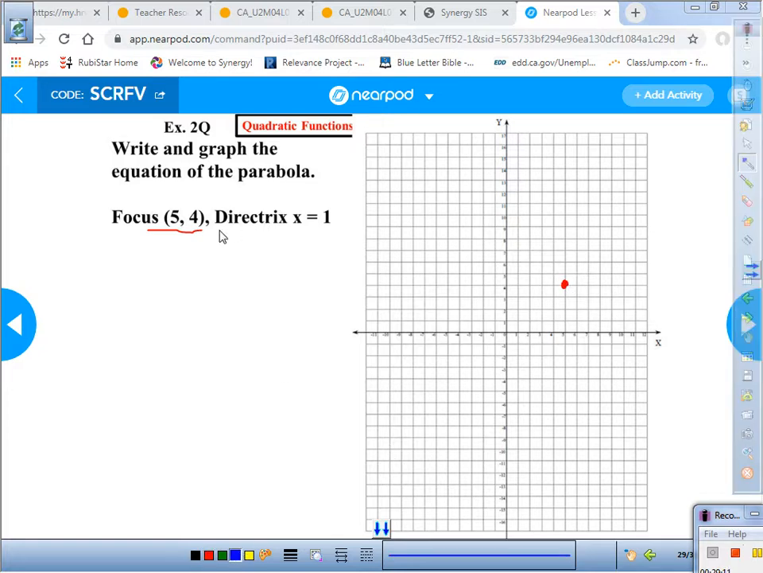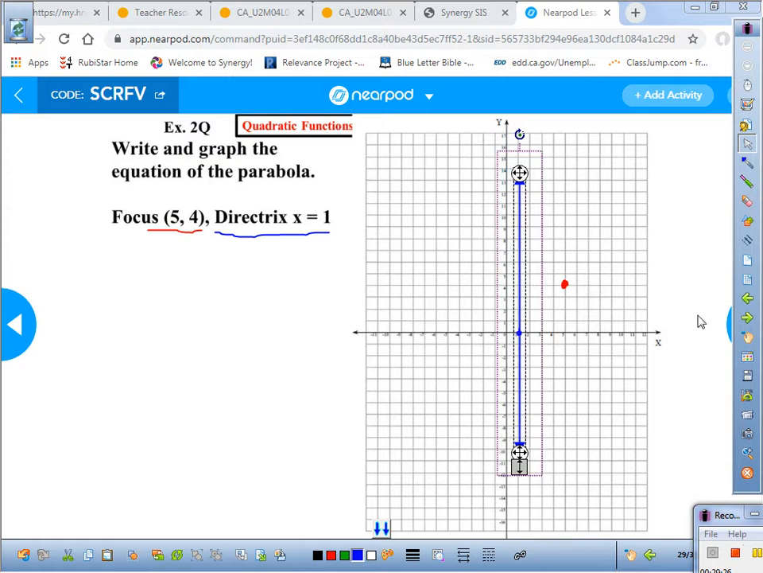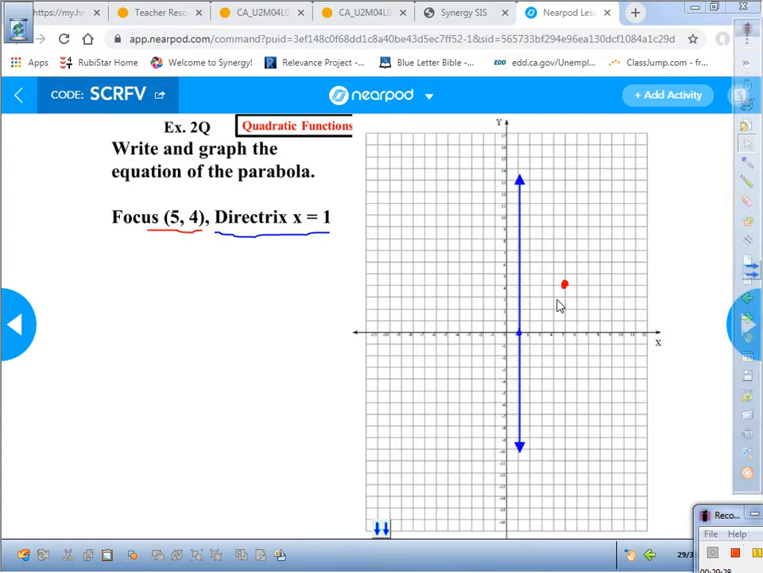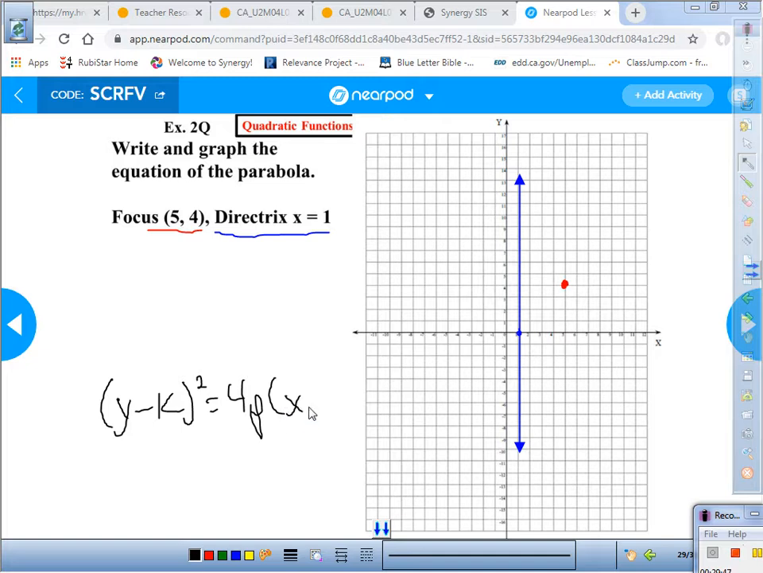And let's graph our directrix going through what? x equals 1. x equals 1 is right here. There's a straight line going through that point. That means this line is a vertical line. So what do you guys notice now? That the parabola is going to open which way? To the right. Do you guys see the focus over here? So what does that mean, Mr. Q? That I need to write my other equation. (y minus k) squared equals 4p (x minus h).